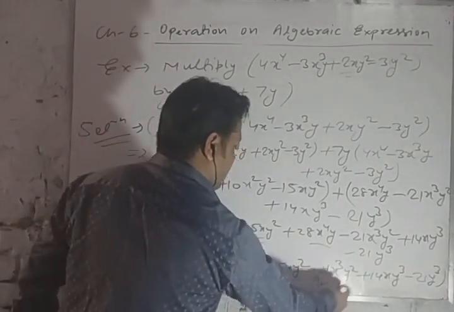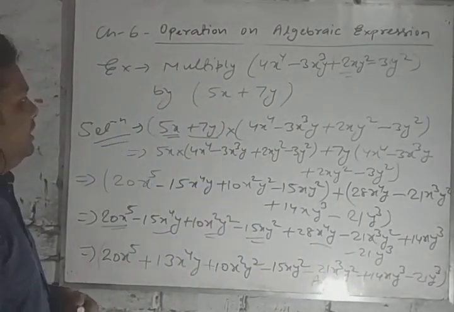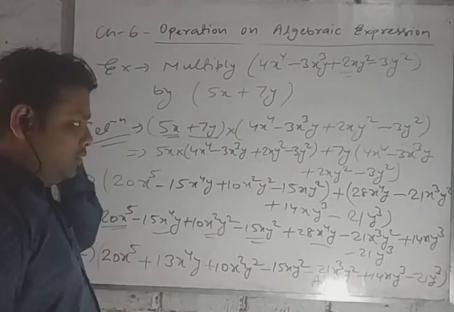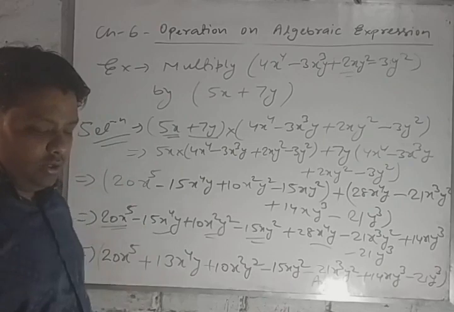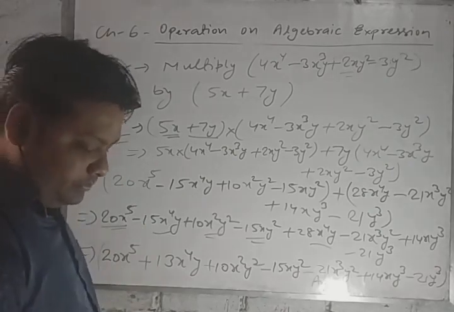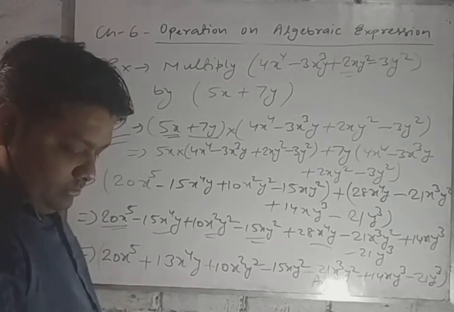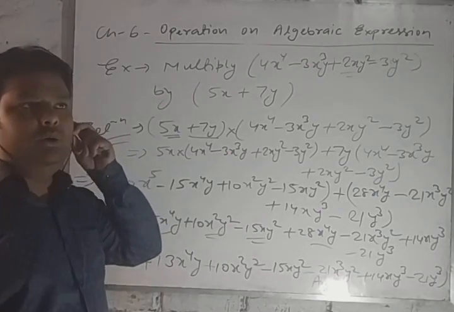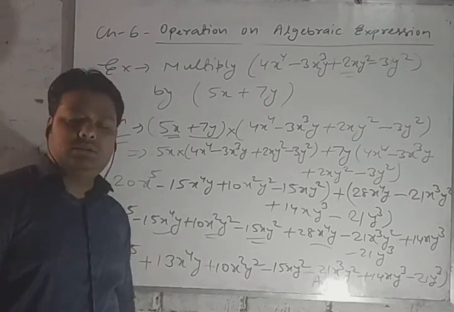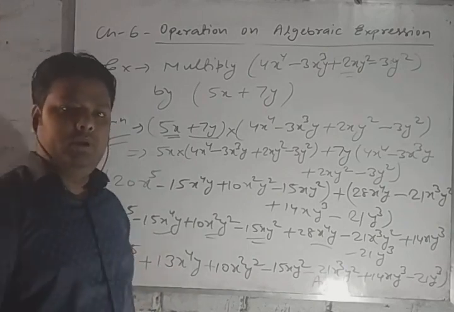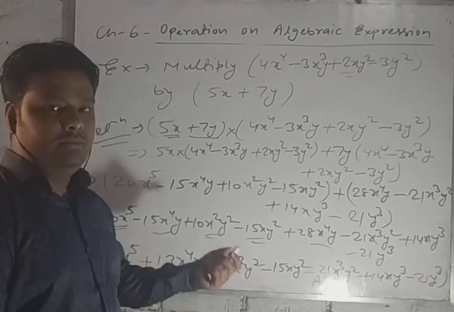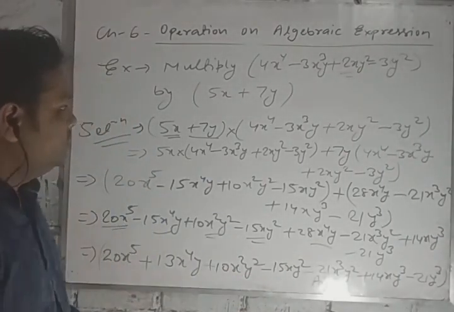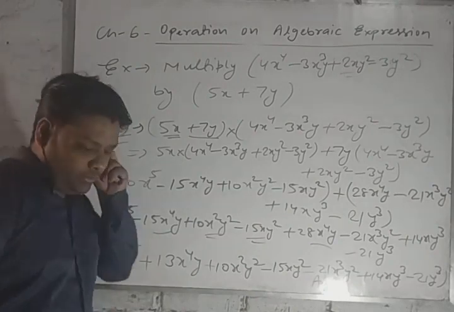So like this we can multiply any polynomial with any binomial. I hope you all have understood. Now I am showing how to multiply two polynomials by both methods, that is, the linear method and the column method. Both we will discuss. So let's see. Wait first.